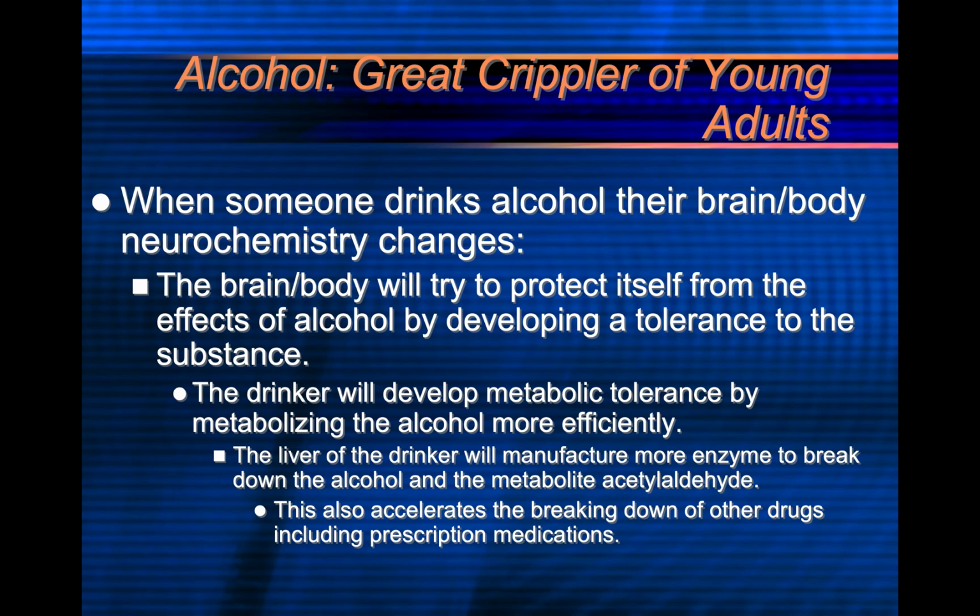When someone drinks alcohol, their brain-body neurochemistry changes. The brain-body will try to protect itself from the effects of alcohol by developing a tolerance to the substance. The drinker will develop metabolic tolerance by metabolizing the alcohol more efficiently. The liver of the drinker will manufacture more enzyme to break down the alcohol and the metabolite acetaldehyde, that's the poison that alcohol turns into in your stomach. This also accelerates the breaking down of other drugs, including prescription medications.